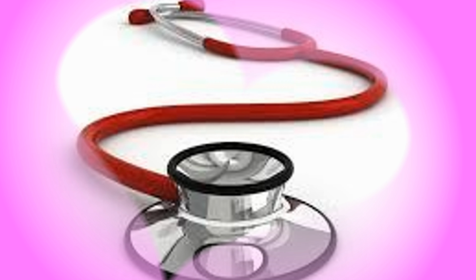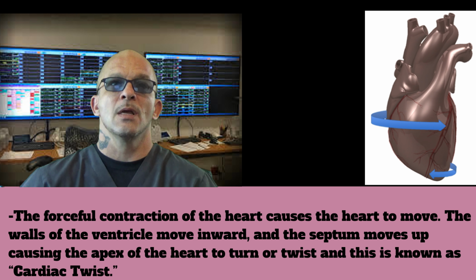So remember that the sound of the atrioventricular valves closing produces the lub sound, and the sound of the ventricular valves closing produces the dub sound. These sounds can be heard with the use of a stethoscope and are used to confirm closure of the valves. The forceful contraction of the heart causes the heart to move. The apex of the heart will move up and turn slightly as the ventricles contract, and this is known as the cardiac twist.